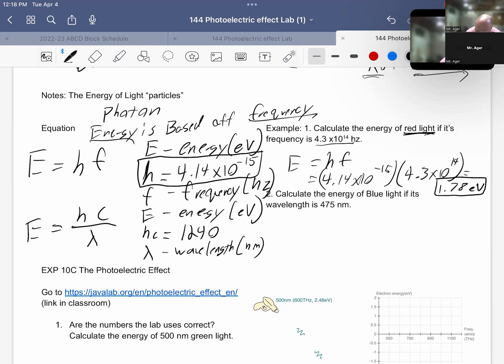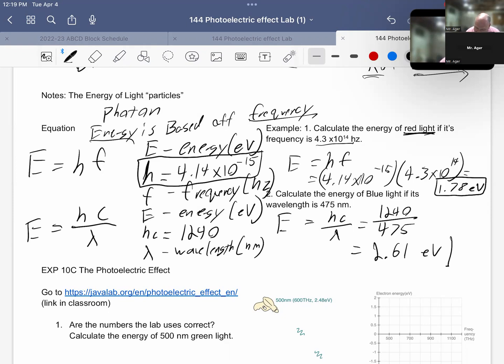So let's do that for blue. Energy is equal to hc over wavelength. That's going to be 1240 divided by a wavelength of 475. Look at that. That's easy math right there. And that will give me an energy, when I calculate that, of 2.61 electron volts.